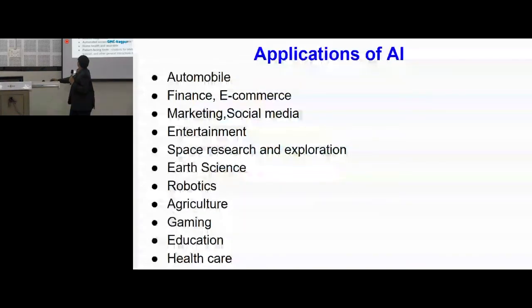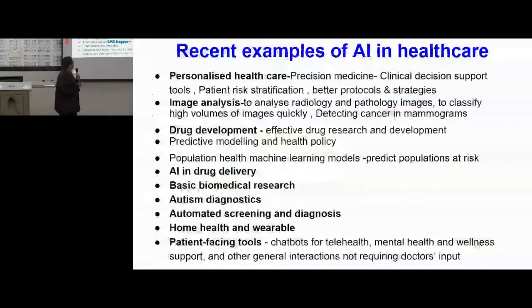So what are the recent advances of AI in healthcare? I have named certain advances. A lot of research is being done. It can be used in personalized healthcare, like precision medicine, for studying a person's medical history. It can tell the precise medicinal requirements for that person. Patient risk stratification, it can stratify the patients based on who are at high risk, who are at lower risk, etc. Better protocols and strategies.